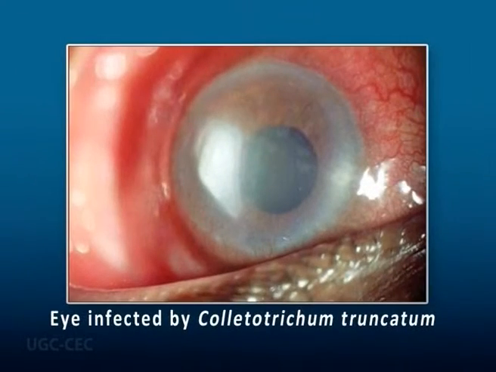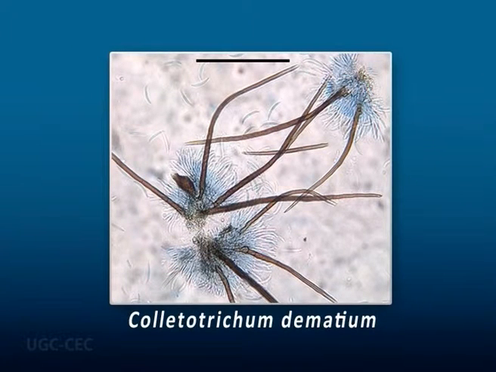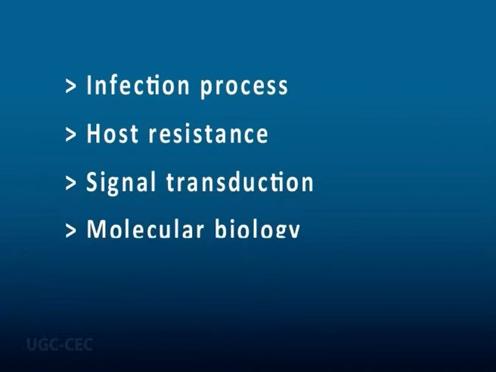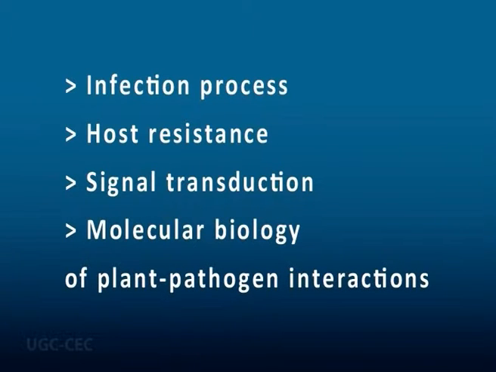Several species have been reported to be opportunistic pathogens of humans. Colletotrichum truncatum was isolated from a corneal ulcer of a human eye. Colletotrichum dematium was also reported to cause eye keratitis, a potential ocular disease. Colletotrichum fungi are highly significant as experimental models for studying many aspects of fungal development, infection process, host resistance, signal transduction, and molecular biology of plant pathogen interactions.